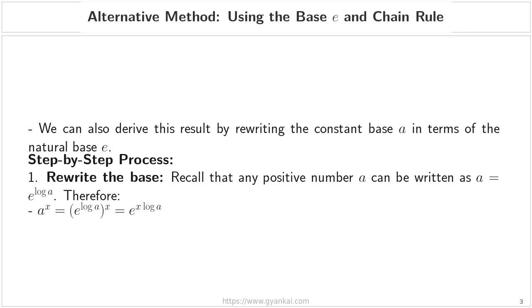First, we need to rewrite the base. Recall from your logarithm properties that any positive number, a, can be written as e raised to the power of the natural log of a. Therefore, if we replace the base in our function, a raised to the power of x becomes e raised to the power of the natural log of a, all raised to the power of x. By applying the power rule of exponents, we can simplify this to e raised to the power of x times the natural log of a.